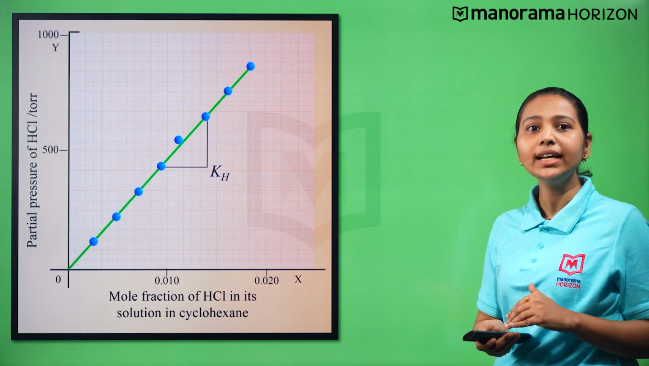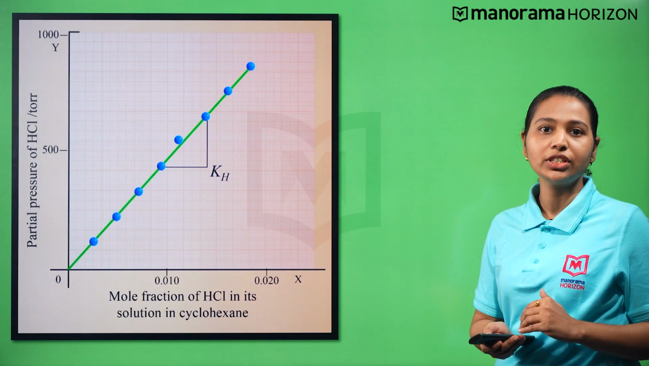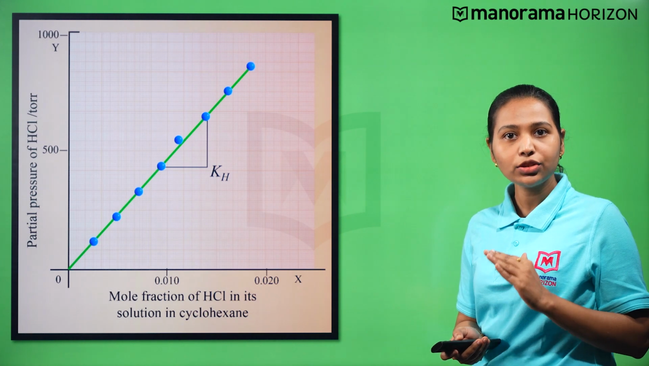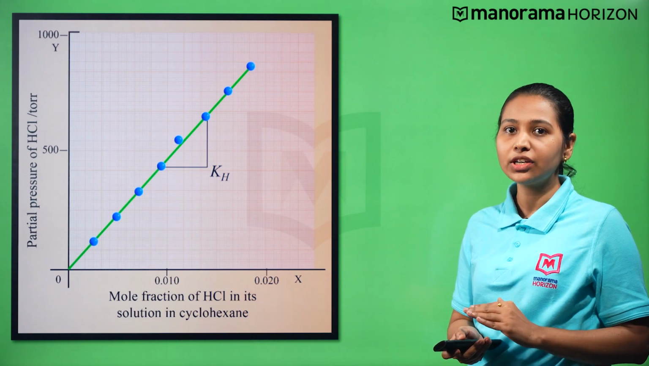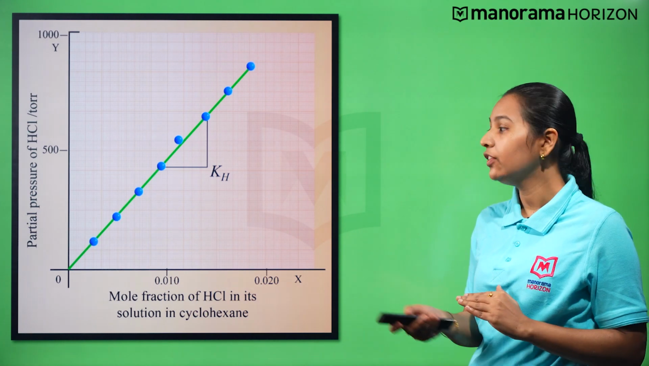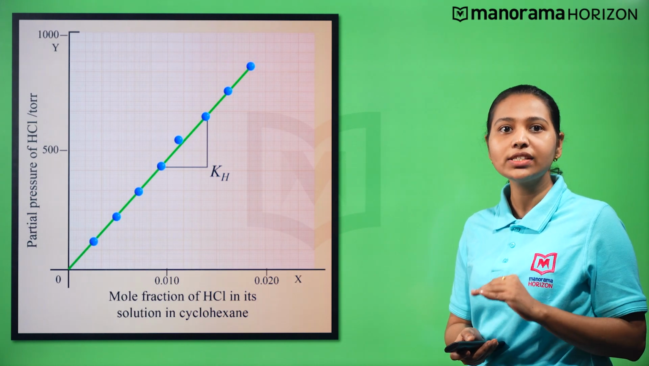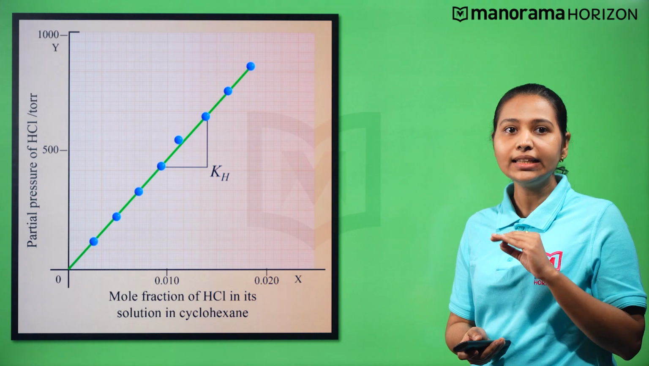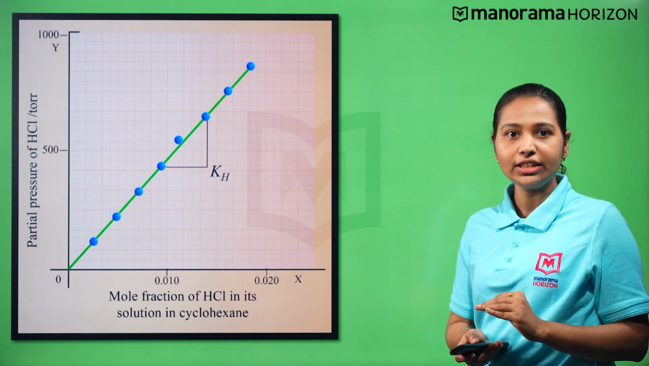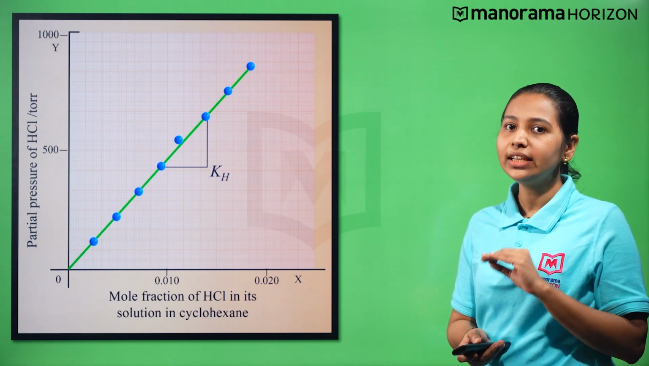Now we can see the graphical representation of the equation. If we plot the mole fraction of a gas in a solution versus its partial pressure, then you will get a straight line which passes through the origin. The slope of this line gives the Henry's constant Kh. This clearly implies that as partial pressure increases, the mole fraction also increases.